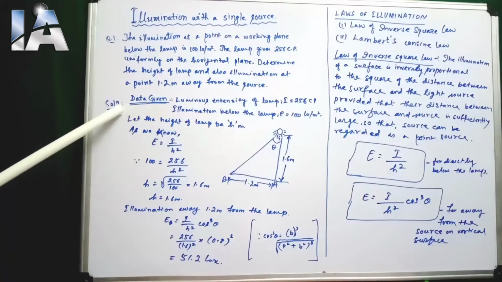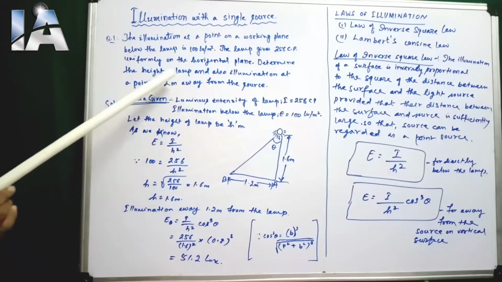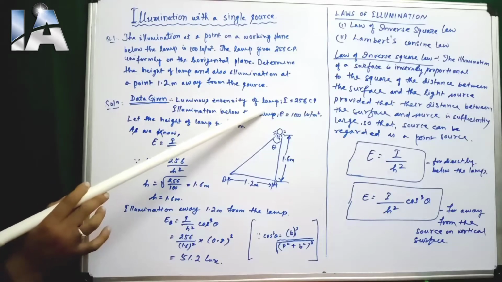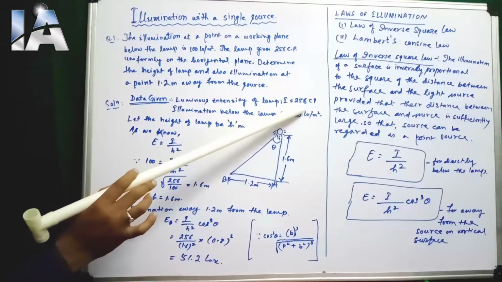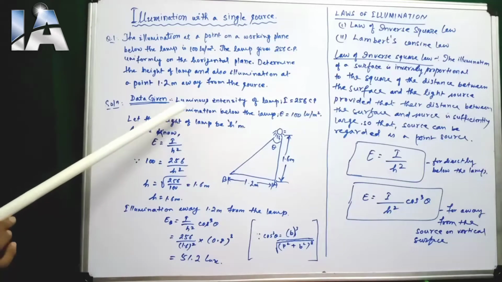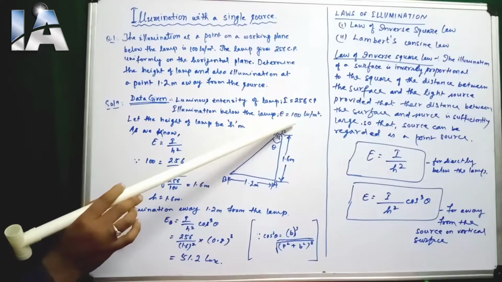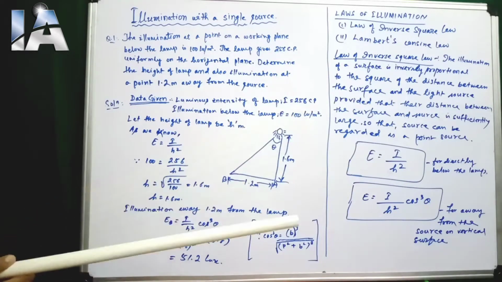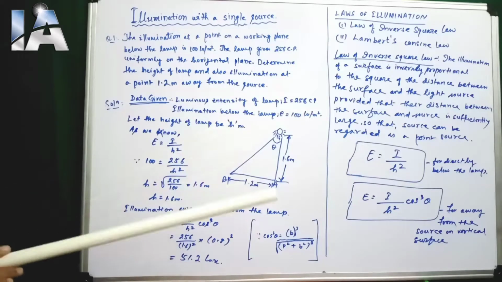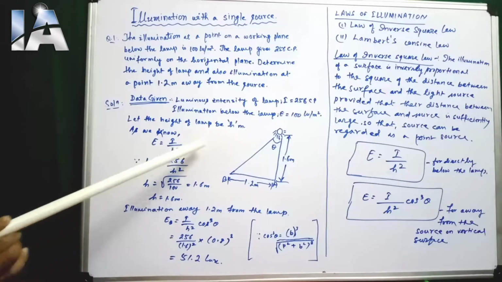The solution of the problem is like this. First you will go for the data given in the problem. Data given number 1: luminous intensity of the lamp, I, is equal to 256 cp. Second data given: illumination below the lamp, capital E, is given as 100 lumen per meter square. Let the height of the lamp be h. So we have to calculate the height, and we take the height of the lamp as h meter.